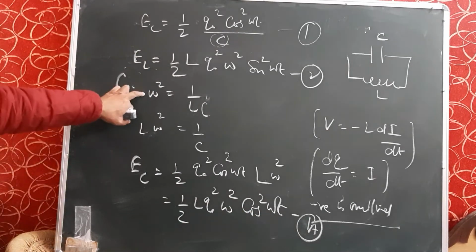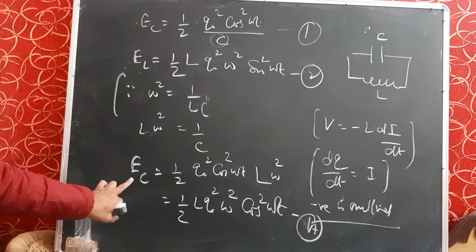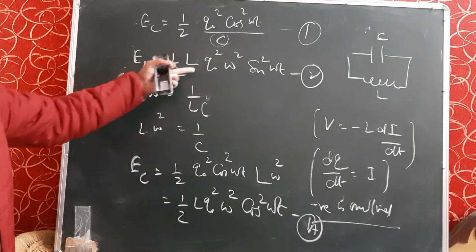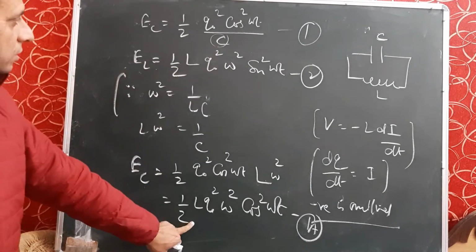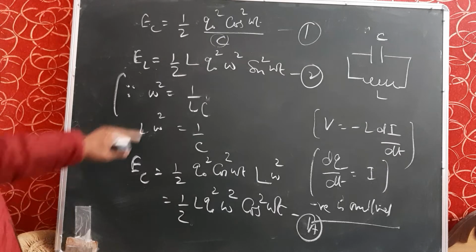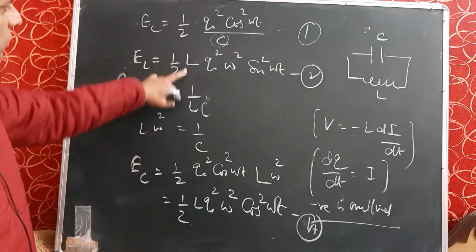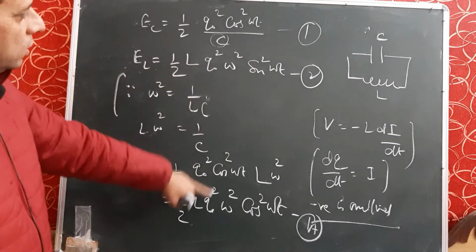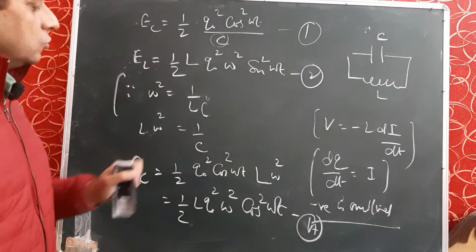So, why have I used this formula? Only to find the value of E_C like E_L. Now, if you compare equation number 2 and 1A, then you will observe that the equations are very similar to each other: half L q naught square omega square, and here it is sin square omega t, there it is cos square omega t.